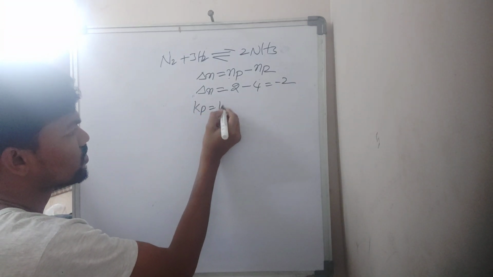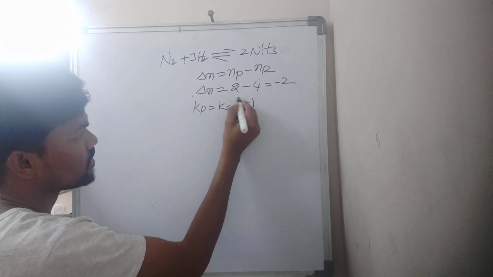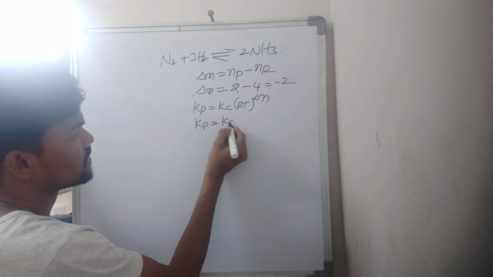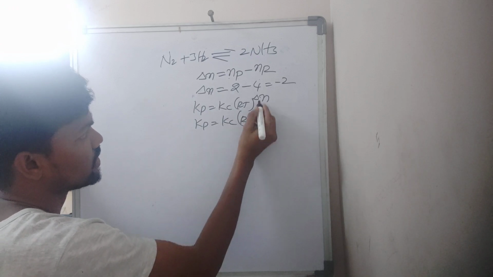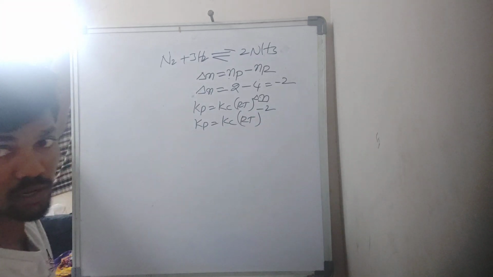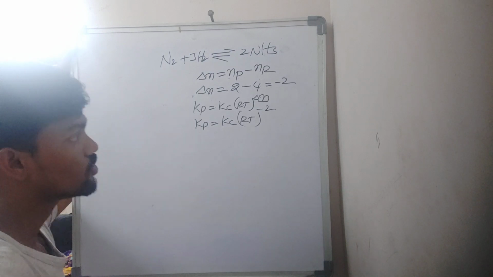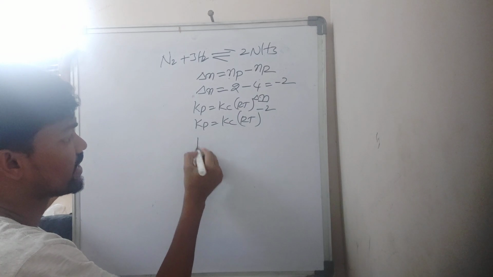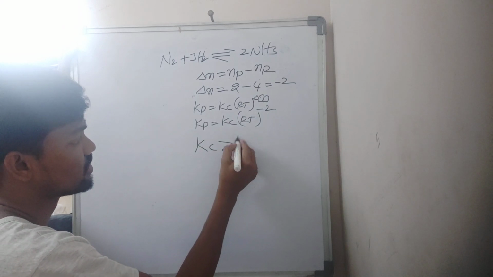Now tell me the Kp Kc relation. Kp is equal to Kc (RT) to the power delta n. So with delta n minus 2, this is an inverse proportion. So here Kc is greater than Kp.